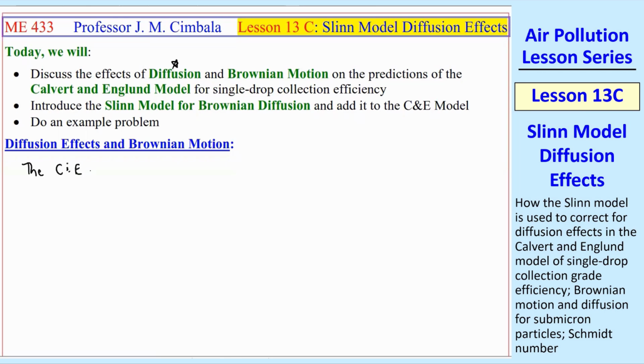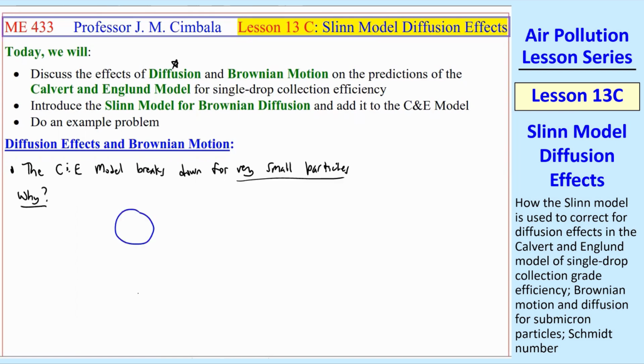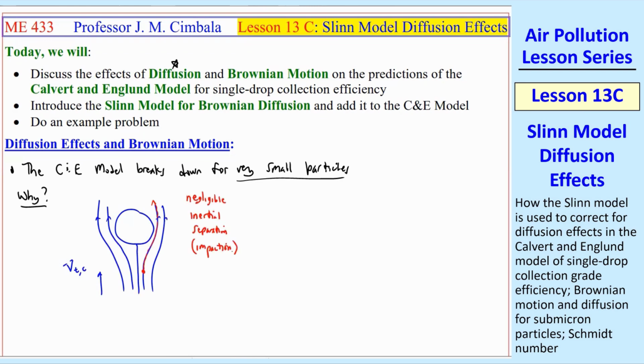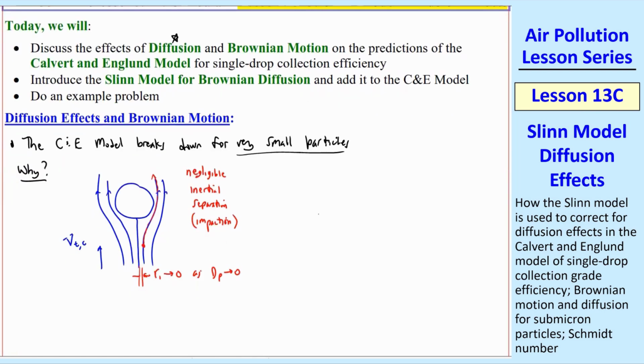Here's the problem. The Calvert and England model breaks down for very small particles. Why? Well, if we consider our raindrop and some air streamlines, like we've been talking about, relative to the drop, the air is moving up at VTC. For very, very small particles, they pretty much move with the streamlines, and so they don't impact the particle. In other words, there's negligible inertial separation or impaction of the particles into the drop. Another way to think about it is that R1 goes to zero as dP goes to zero. The particles just follow the streamlines. So the C&E model basically predicts very close to zero single drop collection efficiency.